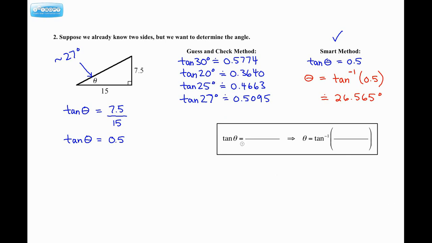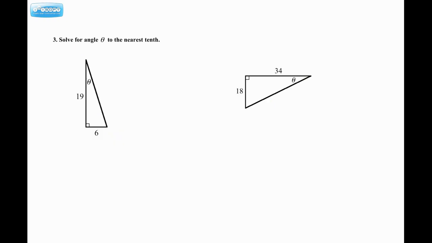So let's define it. We know that the tangent is the opposite divided by the adjacent. Therefore, if I want theta back, I take the inverse tan of the opposite over the adjacent. So the ratio is the same. Okay, we just use a different button depending on whether or not we want the ratio because we have the angle, or we want the angle because we already have the ratio. There we go. A couple more examples.